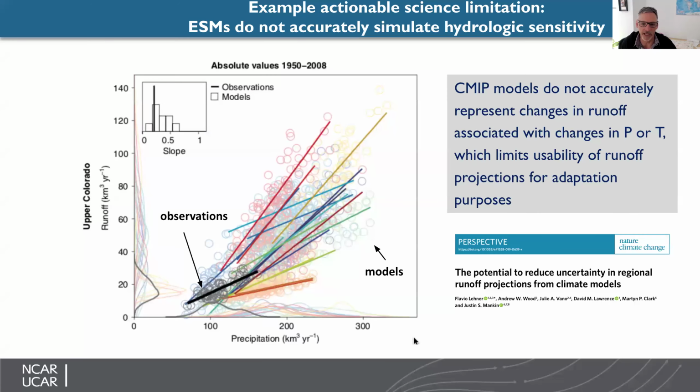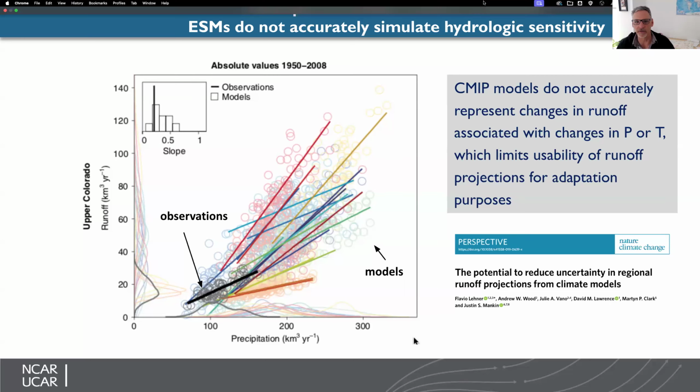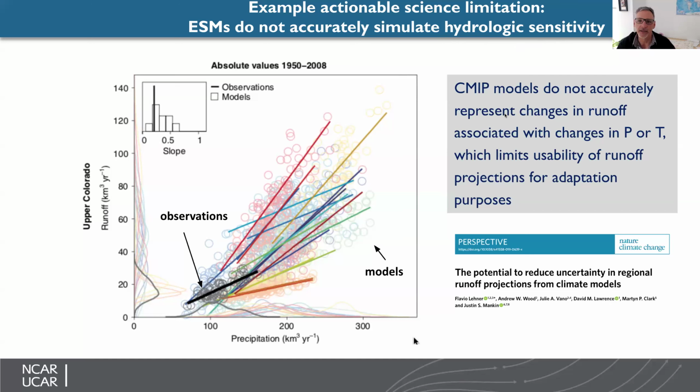I'm not going to dwell on this, but it is an example of a type of bias or error in models that makes them not useful. This is looking at the actual science implications of the fact that ESMs do not accurately simulate hydrologic sensitivity. Hydrologic sensitivity is the concept of, if you have a change in precipitation or temperature, what is the change in runoff you get?